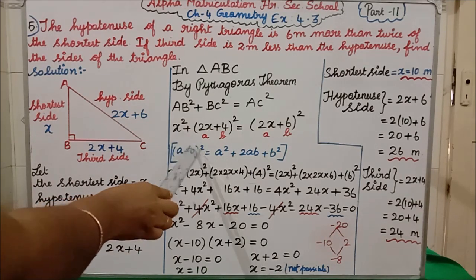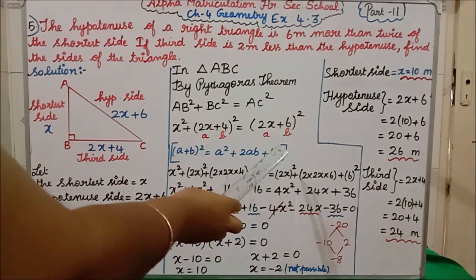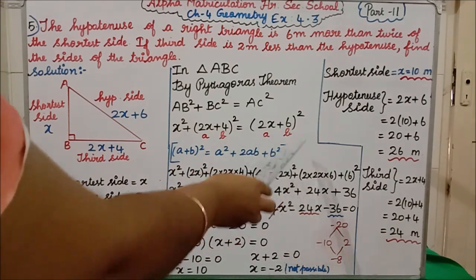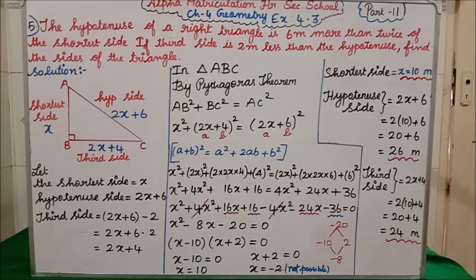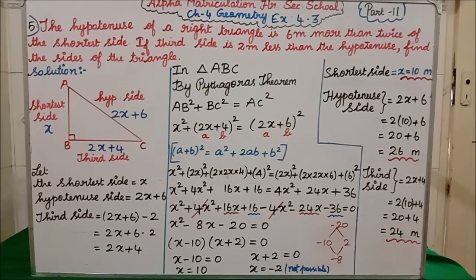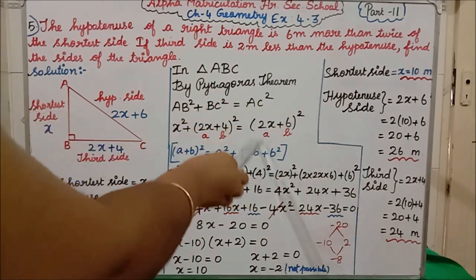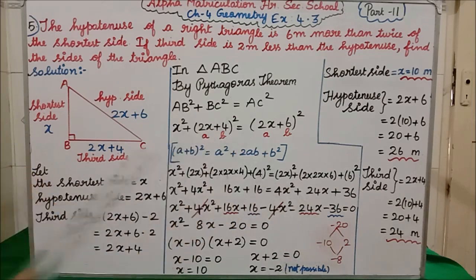Now this 2x fully you have to take as a. Similarly that 4 is b. Here also 2x is fully a, 6 is b. Clear? Now how am I going to express this? I am going to express it in this form. Similarly, this also I am going to express in this form.